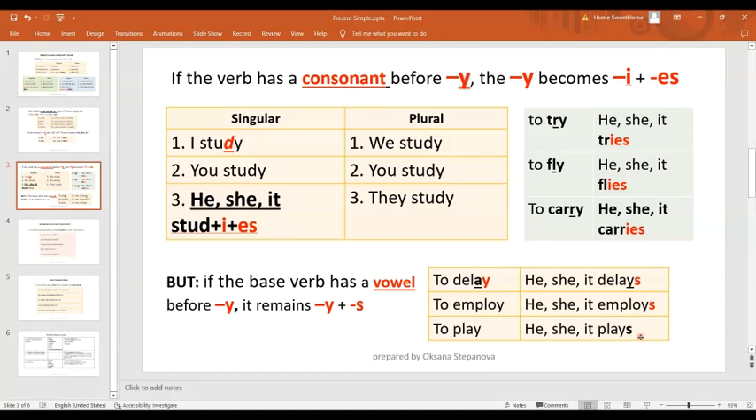Now, let's look at how we create questions in the English language, present simple tense. If you are tired of this, just hit pause. Go have a coffee and then move on with me.